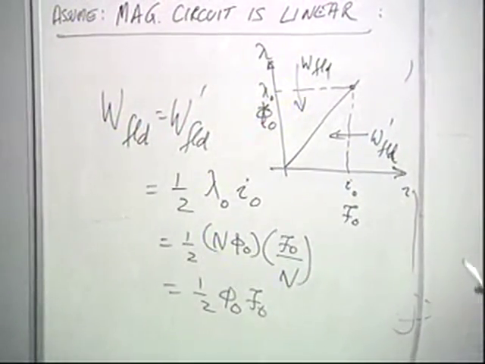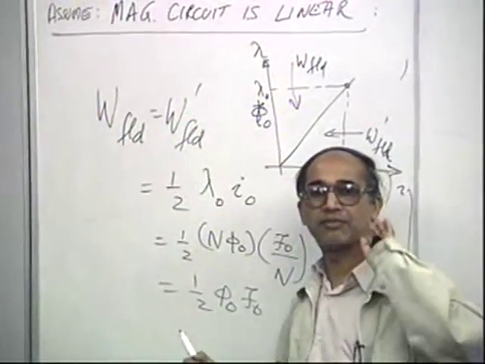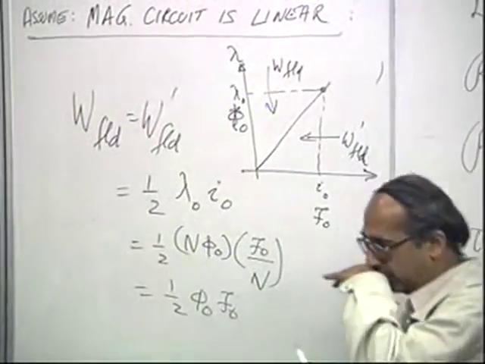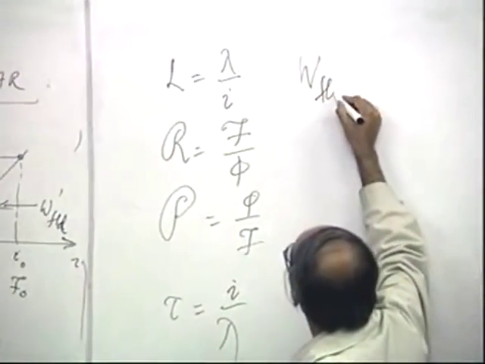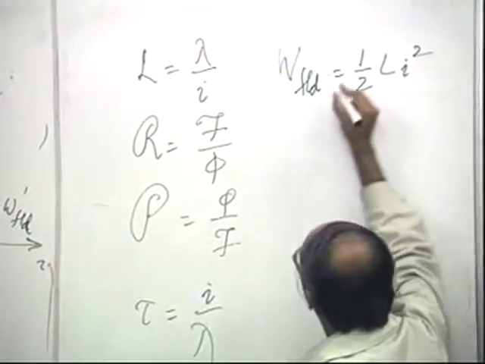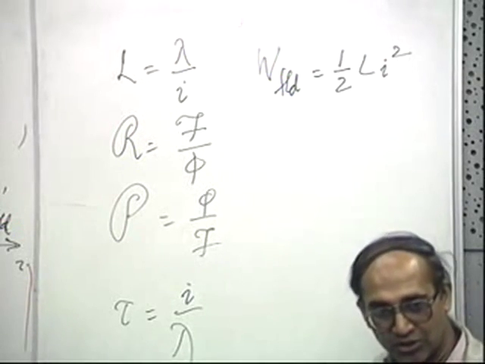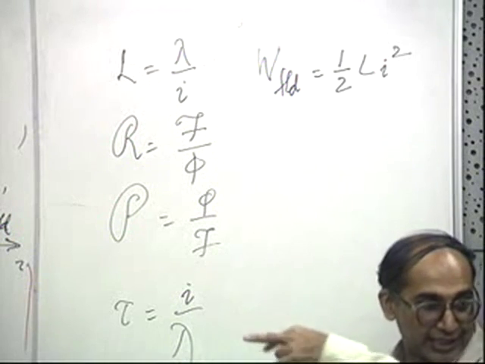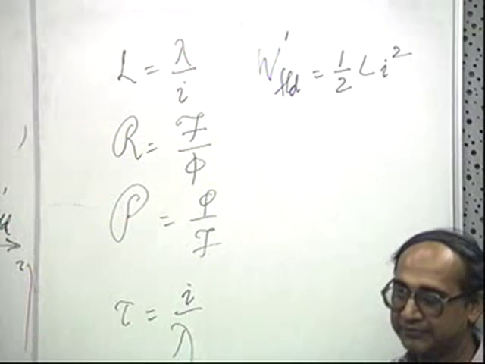Now, we have said when it is W field, you represent in terms of lambda, and W field dash in terms of I. So now we know that the energy is equal to half Li square. Would you want to call it W field or W field dash? Though magnitude wise they are same, for our force calculation you must define it appropriately. So it is defined as co-energy.